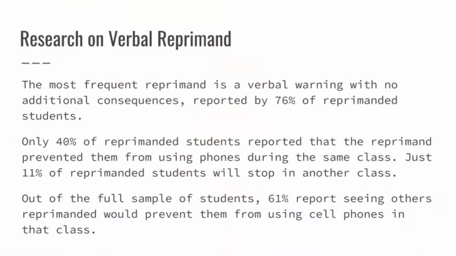Students in this study think that personal or public reprimand is generally more effective than simply directing eye contact or glaring at a student who's misusing a cell phone. But of the students who were reprimanded for cell phone use in the classroom, only 40% reported that the reprimand prevented them from using cell phones in the same class, and just 11% said it would prevent them from using their phones in other classes. Instructors, however, used verbal reprimand most frequently during class.